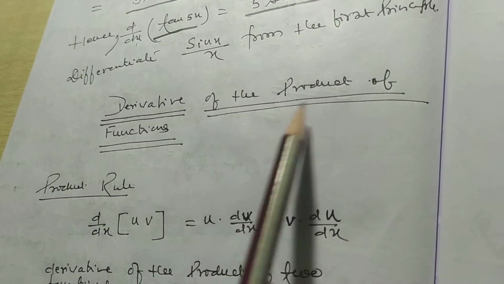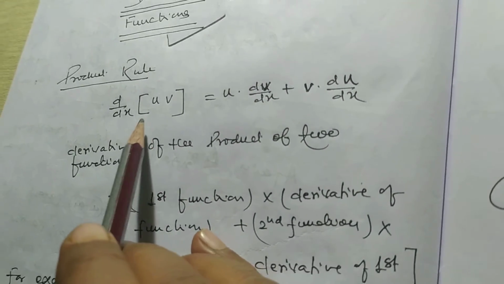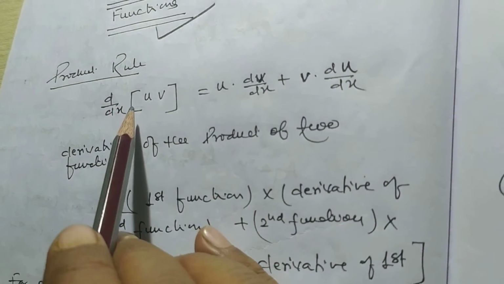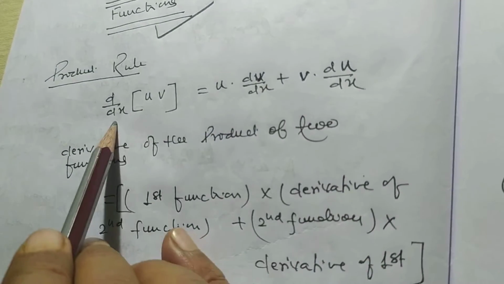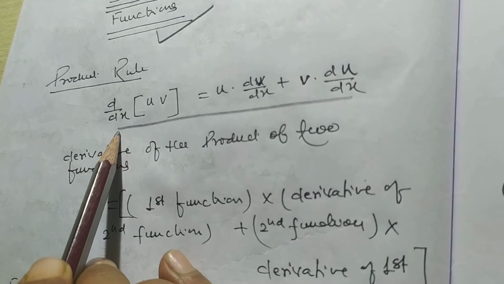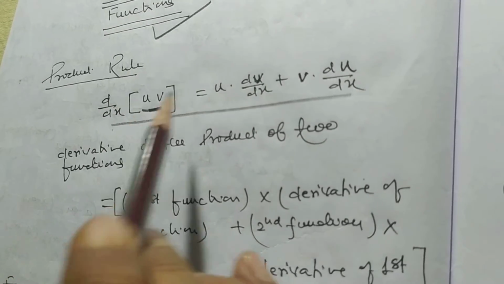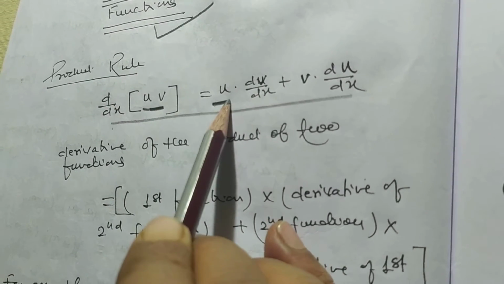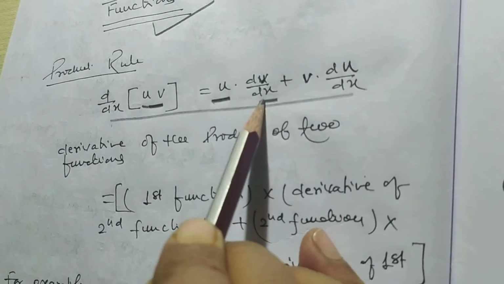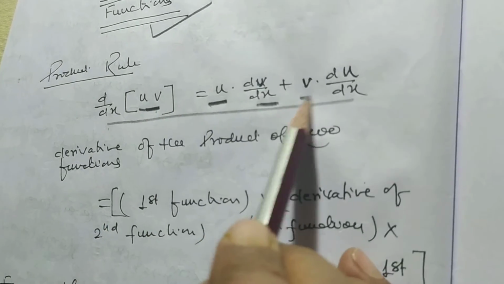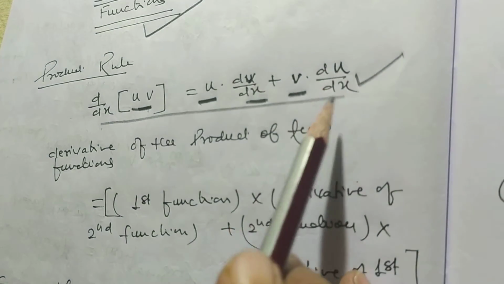Now, derivative of the product of functions. How will you find the derivative of the product of functions? What is the rule? Later on I will prove this formula, but here you remember it by taking help of a technique. d/dx of u·v is equal to, this is the first function, so you leave the first function and take the derivative of the second function, v is the second function. Leave the second function and do the derivative of the first function, du/dx.